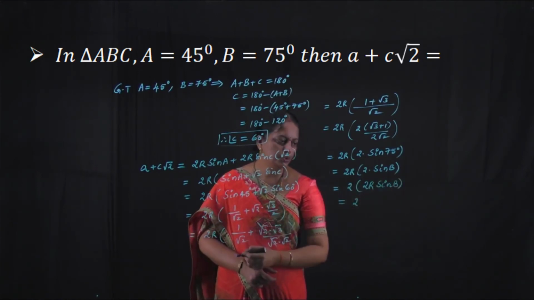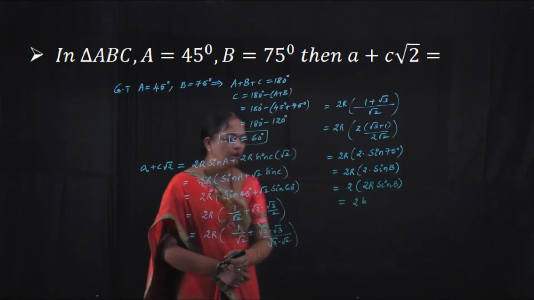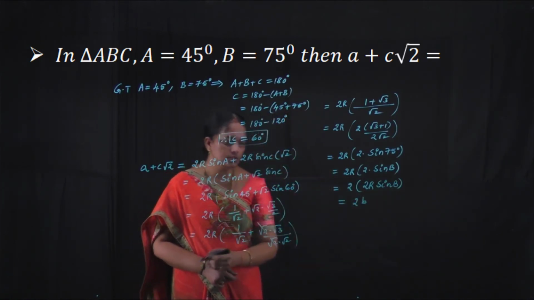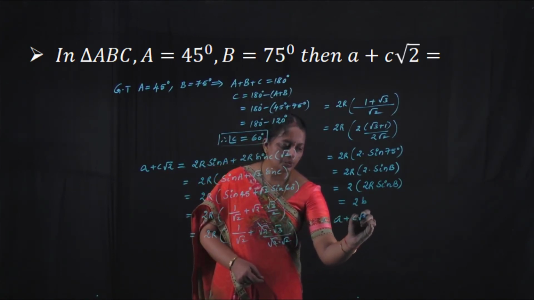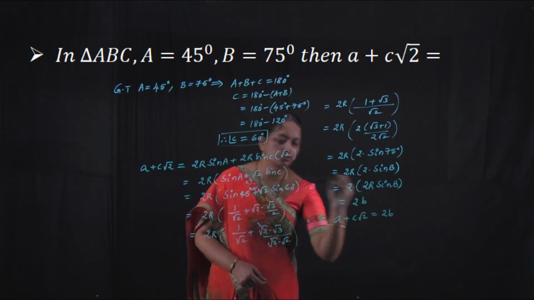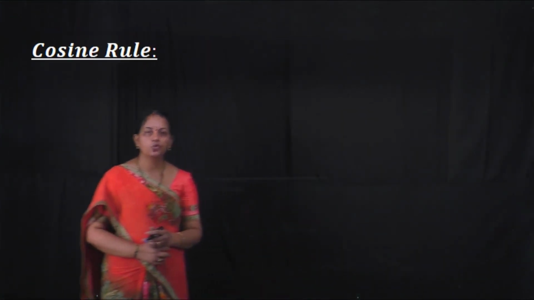So 2 into 2R sin B means small b. From the sine rule, we know that 2R sin B is equal to small b. Therefore, a plus c root 2 is equal to 2b. Okay. Next, we are going to discuss the cosine rule.